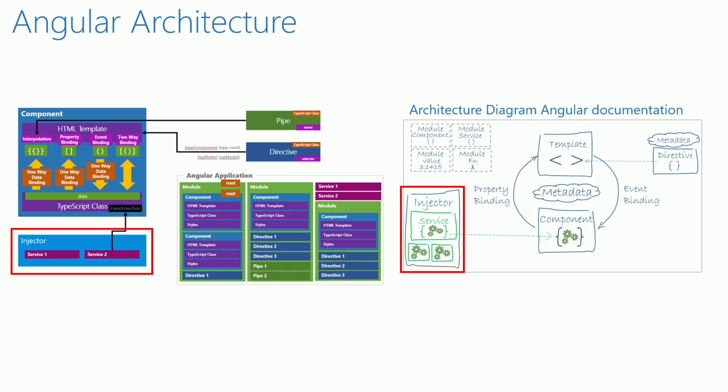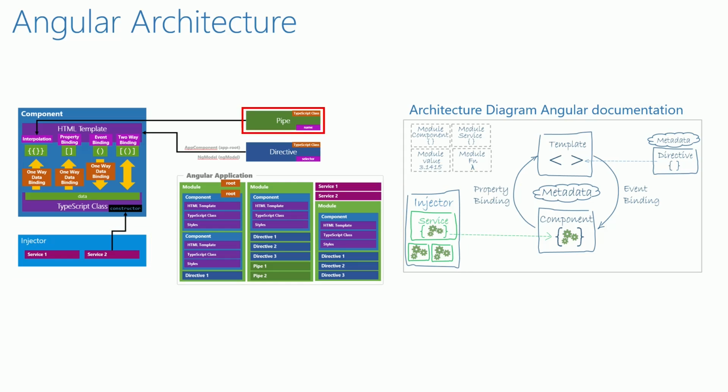Pipes are not represented in the original diagram. In our diagram, it is represented over here and it also includes information that the pipes are included within interpolation.